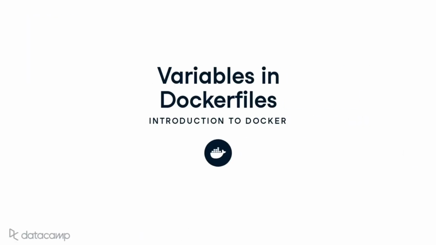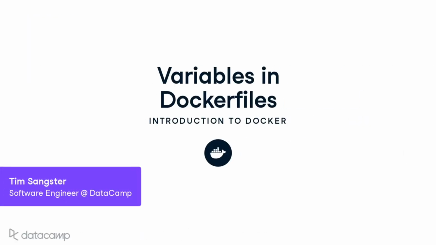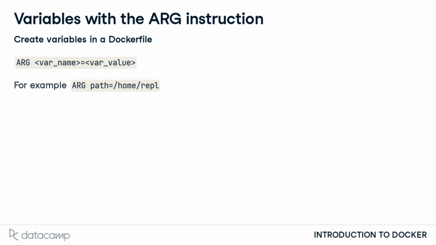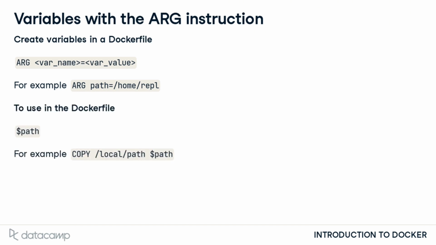Using variables in our Dockerfiles allows us to make them less verbose, safer to change, and easier to update. Let's see how that's done. First, we will look at the ARG instruction. The ARG instruction allows us to set variables inside a Dockerfile and then use that variable throughout the Dockerfile. It is followed by a space, then the name of the variable we want to create, an equal sign, and the value of the variable. Later commands can then reference this variable using a $ sign followed by the variable name.